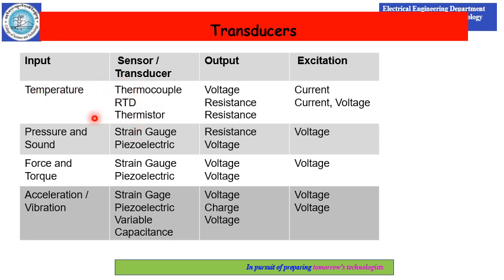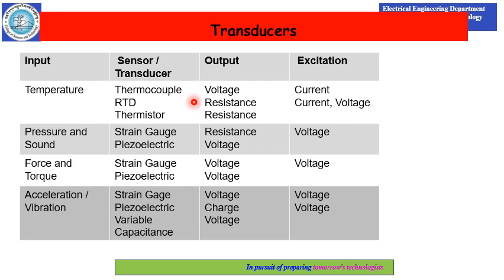The third transducer is called the thermistor. The thermistor will take temperature as input like the previous two, and this will generate some sort of current and voltage as well. That change in current and voltage will then be output in the form of resistance. So these three are examples of temperature transducers.